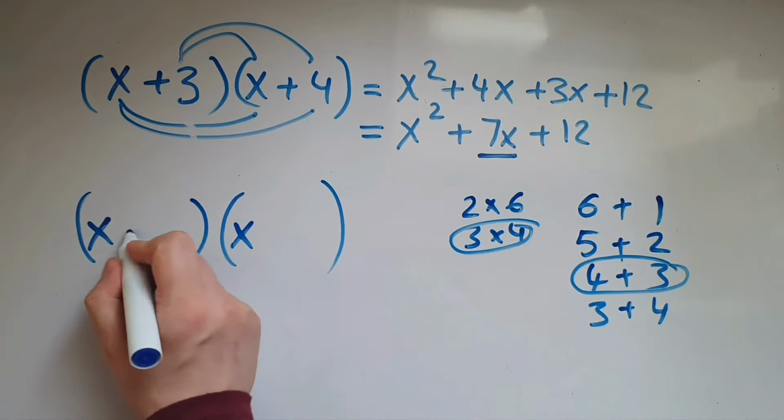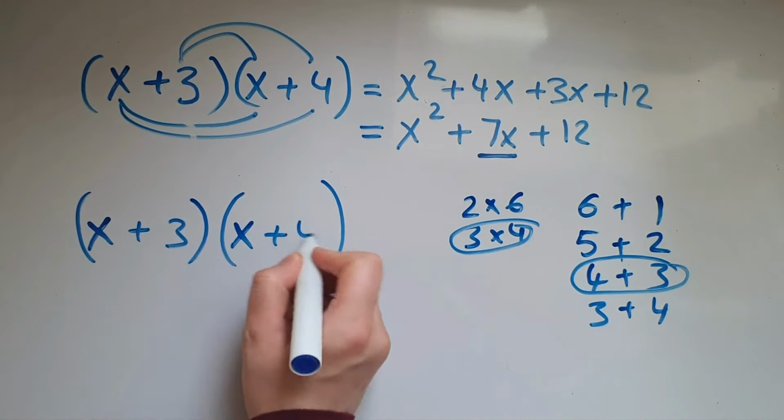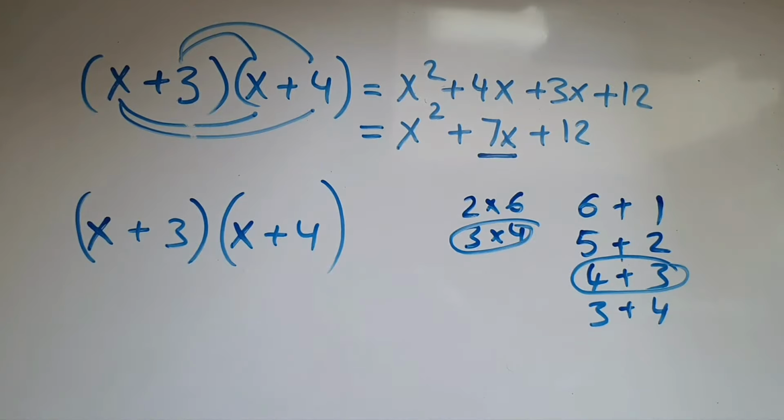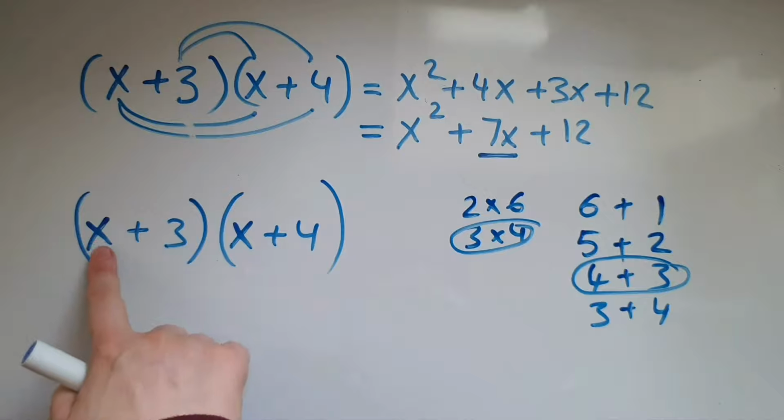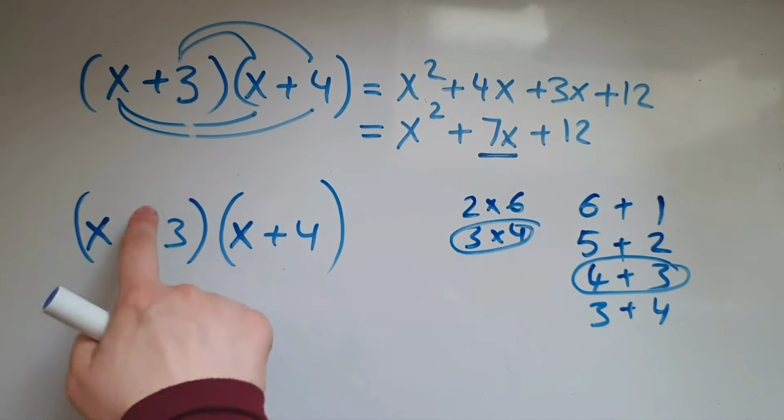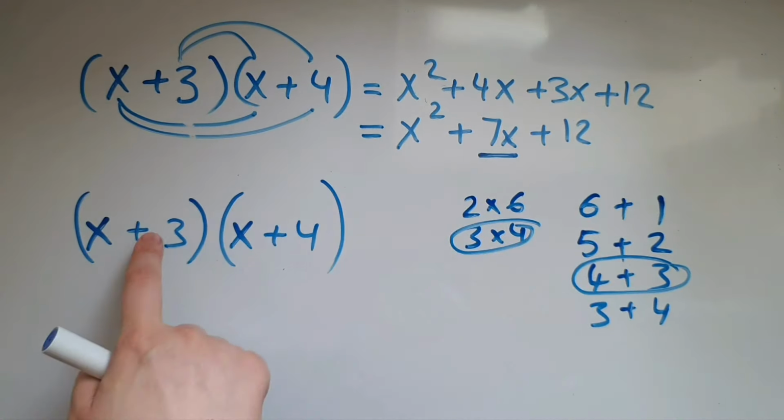To double check, you always go x times x gives us x squared, x times 4 is 4x, 3 times x is 3x, and 3 times 4 is 12. So you just reverse the process. Now we'll have a look at a few more examples.